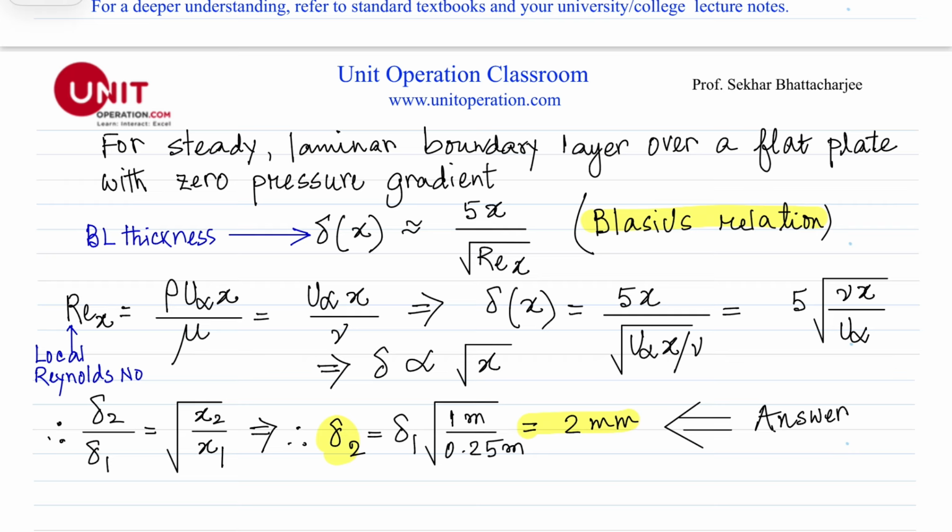So one important thing to see is the boundary layer thickness from the leading edge of the plate here is proportional to the square root of the distance from the leading edge of the plate. That's what we see here. So the thickness of the boundary layer is proportional to the square root of the distance along from the leading edge of the plate. So this value at delta 1 at the value of 0.25 meter is given. So this one at 1 meter can easily be calculated, and that's equal to 2 mm. So that is basically the answer to this problem.